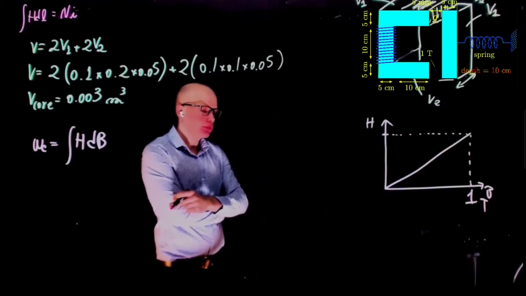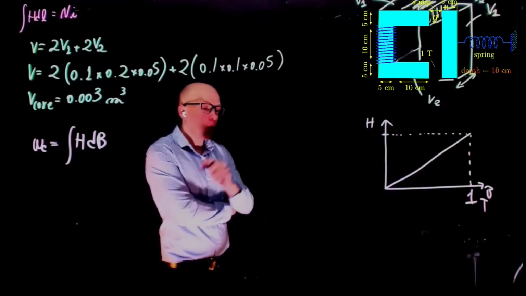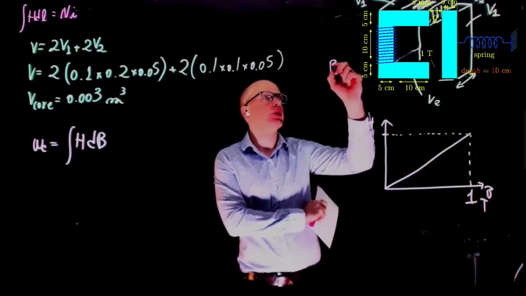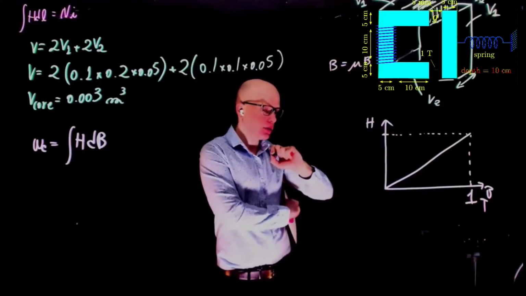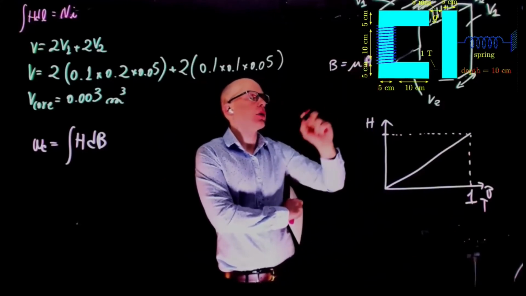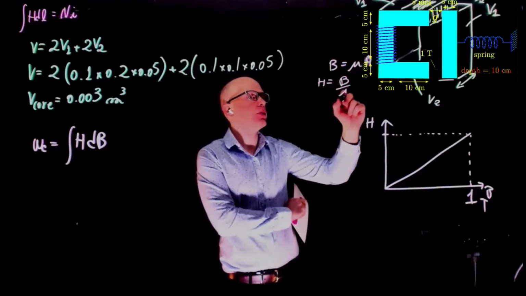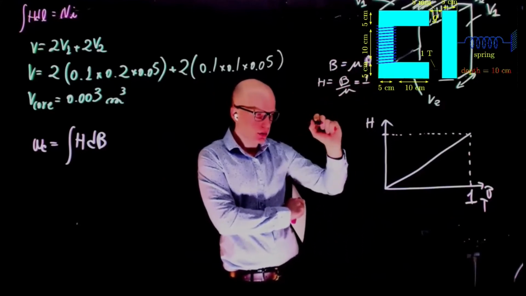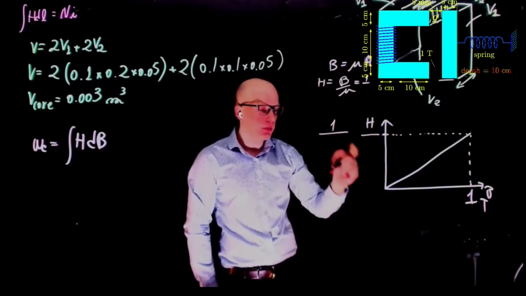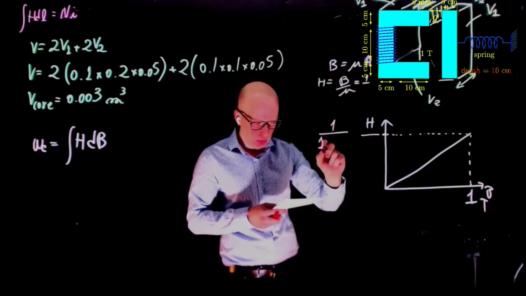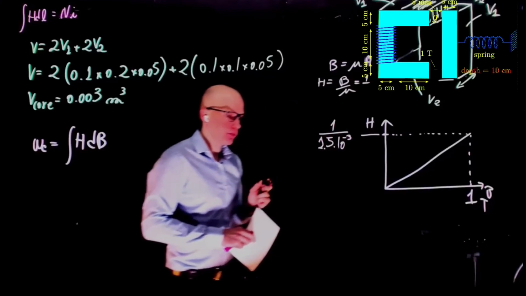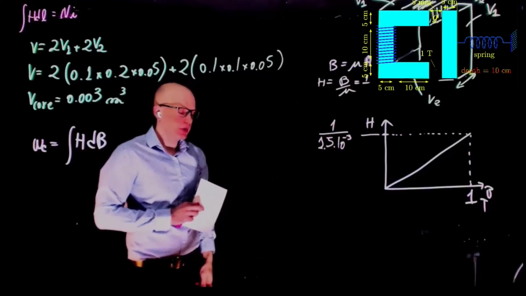Is it 1 as well? It is 1 over the permeability, right? Remember that the relation between them is this. So, sorry, this is H. H equals B over mu. B is 1, and mu was given. So this point here would be 1 over the permeability of the core, which is 1.5 times 10 to the power of -3. Does this make sense?